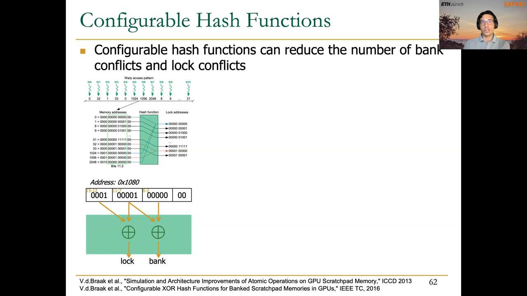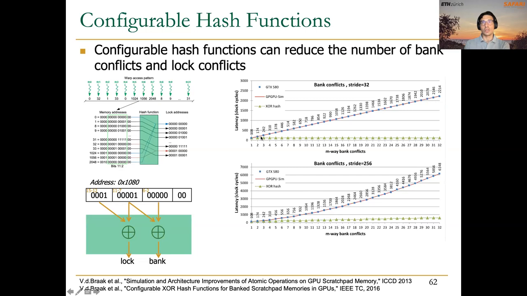We experimented with a potential hash function, this XOR-based hash function. As you see, what we are doing to obtain the lock address and the bank address is to XOR different bits of the memory address. Based on that, we can significantly reduce the number of bank conflicts and atomic conflicts. These graphs should look very familiar to you because they are essentially the same thing that we have seen in the previous slides.